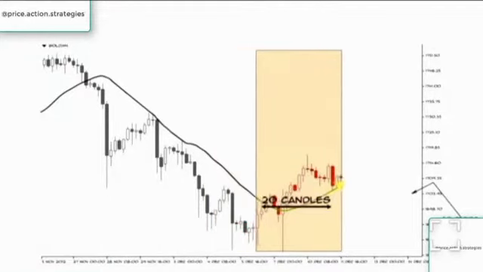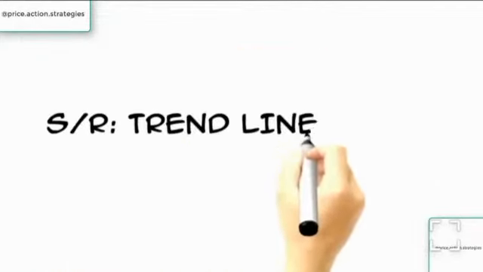price is added, the oldest one is dropped. Support and resistance trend line types.